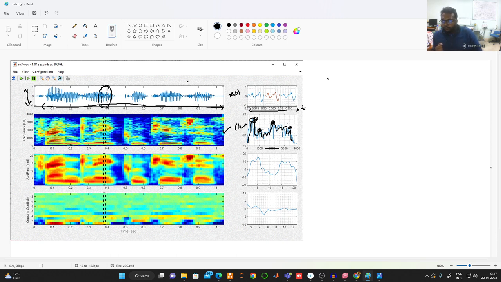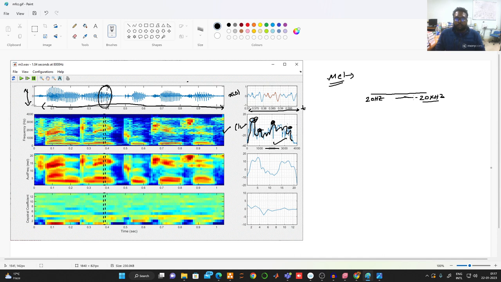Now once we apply the mel filter banks to the frequencies, why do we require mel filter banks? What are mel filter banks, and why are they required? Now see, based on the human auditory system, you know that we can hear from 10 hertz to 20 kilohertz.